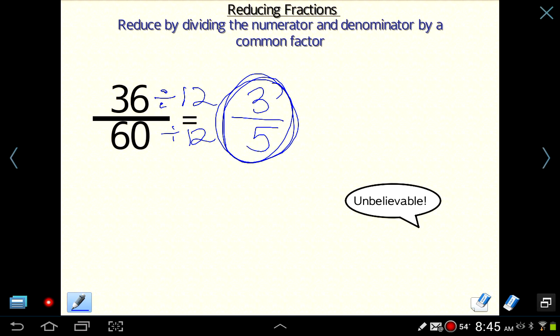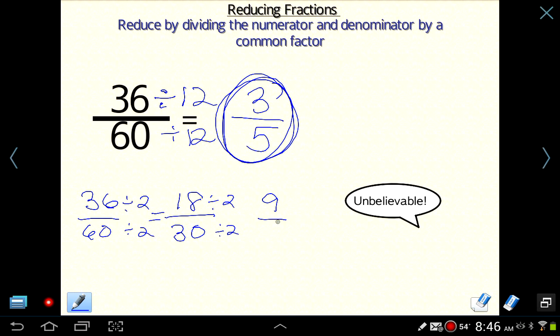Okay? If you didn't think of 12, you can think of any number as long as it divides into both. So let's say you started with 2, which might be a typical response. So half of 36 is 18. Half of 60 is 30. And I'm going to divide by 2 again. And half of 18 is 9. Half of 30 is 15. And then I can't use 2 anymore, so I'm going to use 3. 9 divided by 3 is 3. And 15 divided by 3 is 5. So you get 3/5.